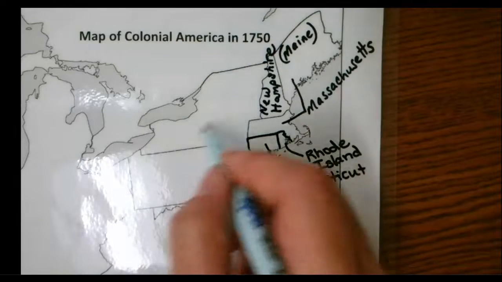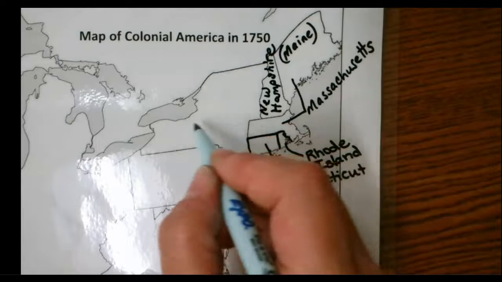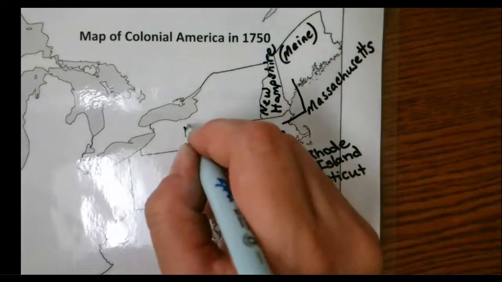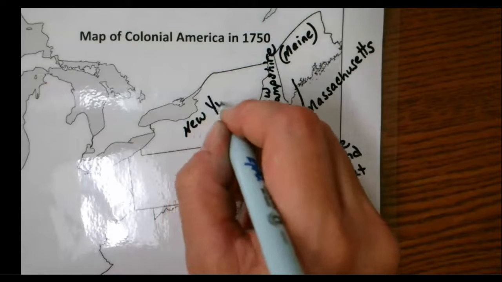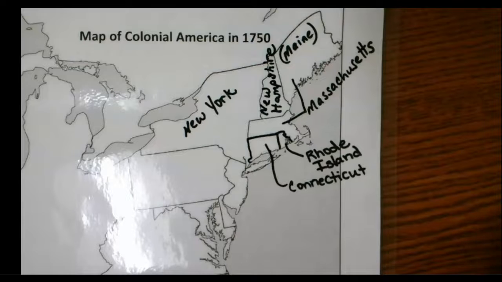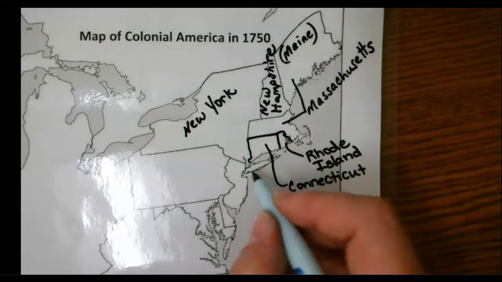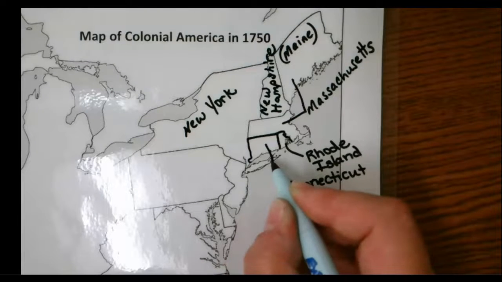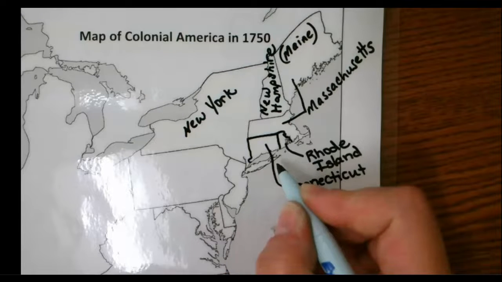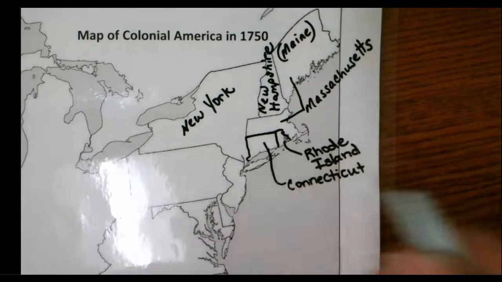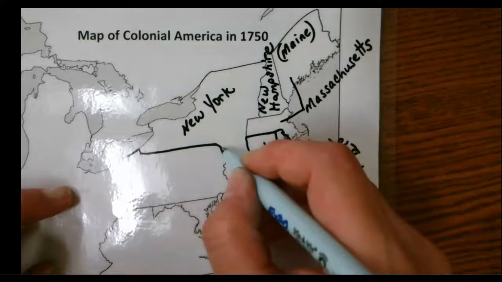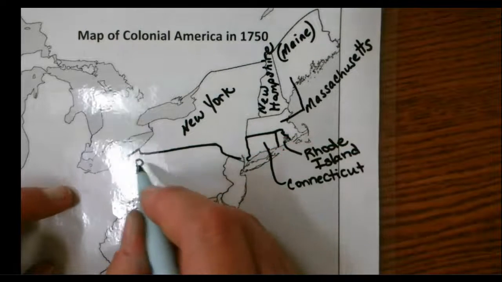Next one is this big one right here. You know which one this is? What is it? New York. Okay. And then New York, by the way, controls this Long Island. This is part of New York. Have you heard of Long Island, New York? Okay. This one right here is Pennsylvania.